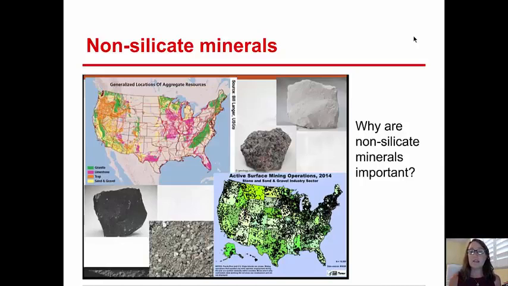Down in the bottom right, you see some active surface mining operations from 2014 for stone, sand, and gravel for the industrial sector. So these are minerals and resources that are used in industrial and infrastructure and building. They're typically non-silicates, but as you can tell, they're very important economically.